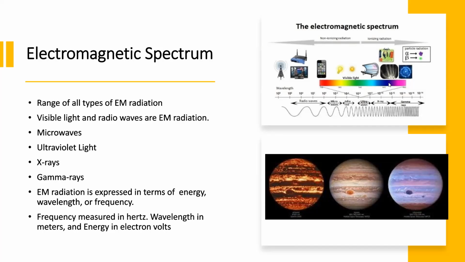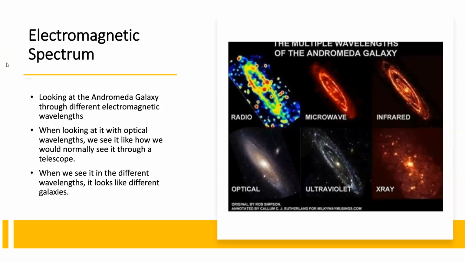And then more about the electromagnetic spectrum. When you look at the Andromeda galaxy through different wavelengths, it's how you would normally see it through a telescope with the optical wavelength. But when you see it through different wavelengths, it looks like completely different galaxies. For example, the optical right here is how you would normally look at it. But if you look at it through a microwave, you can't really see the other stars around it, just the galaxy. And same with infrared and X-ray.